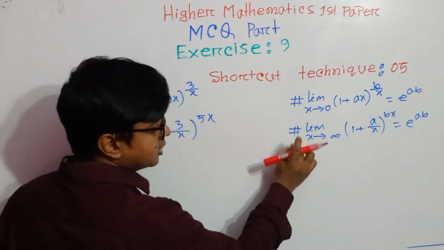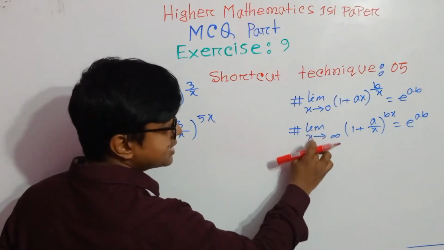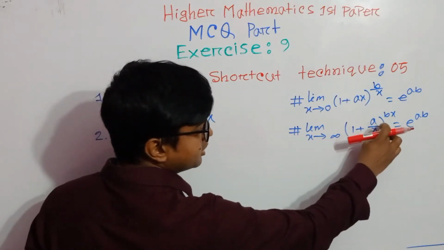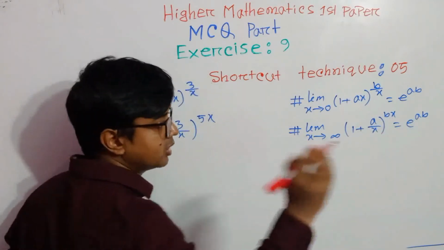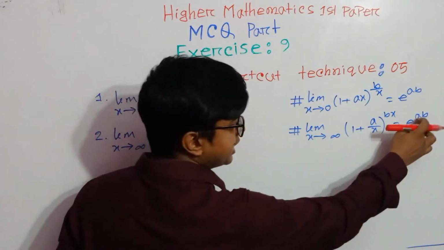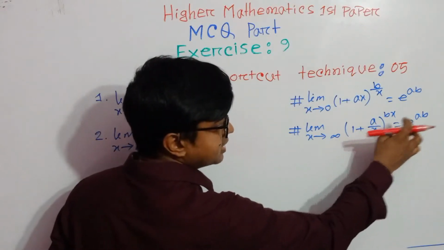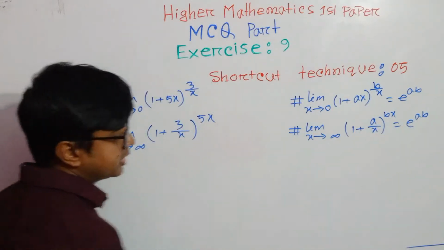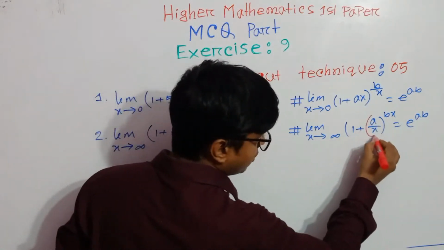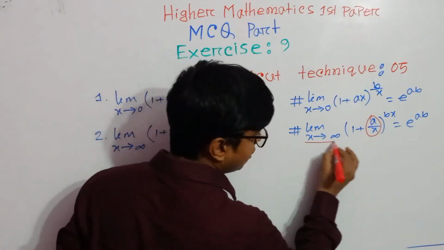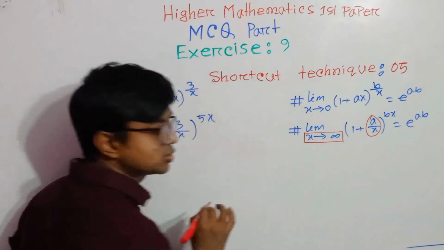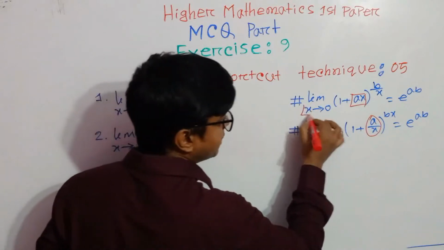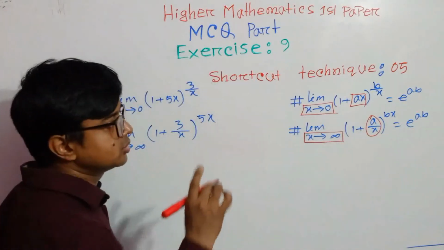And here question number 2: limit x tends to infinity, (1 plus a by x) to the power bx. Then our answer will be e to the power ab. Here a means the coefficient of 1 by x and b means the coefficient of x. But one thing is important here. Look at this: when a by x, our limiting value will be x tends to infinity, and when ax, then our limiting value must be x tends to 0.